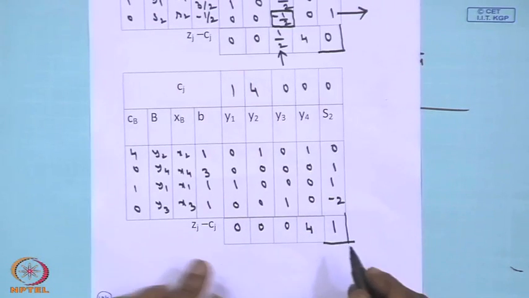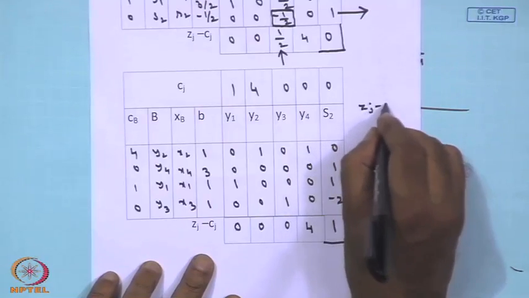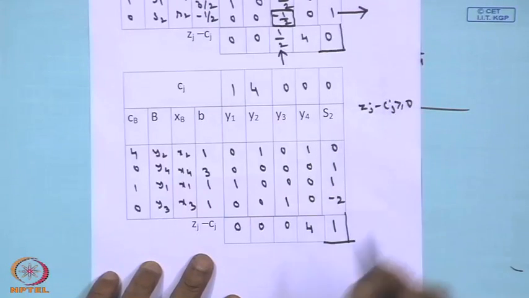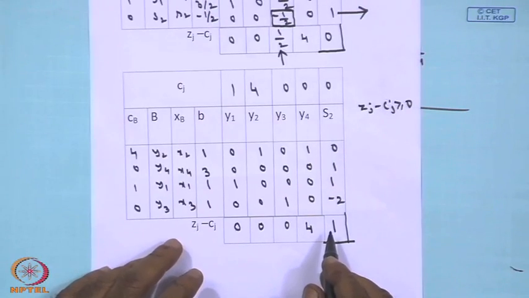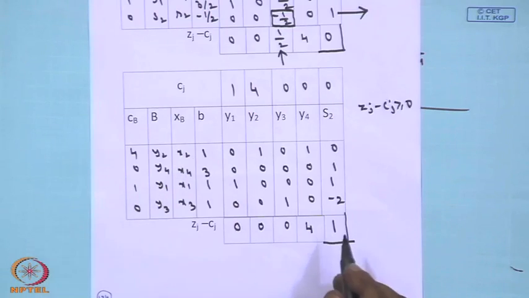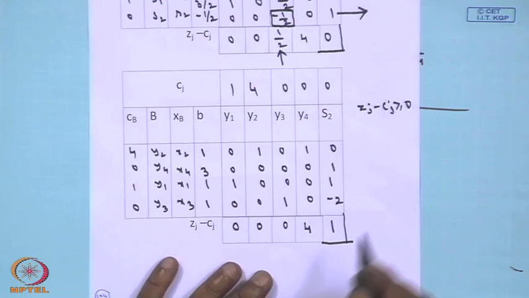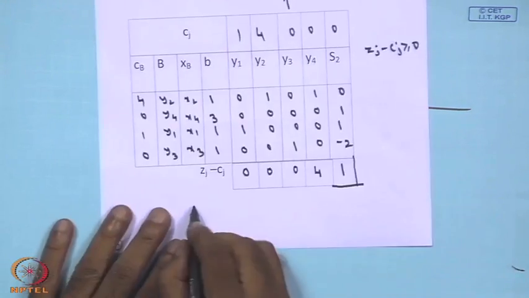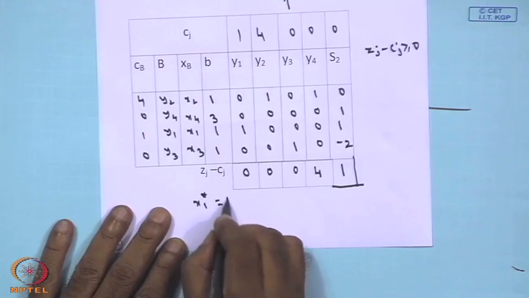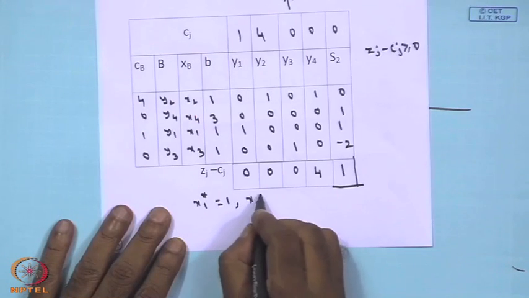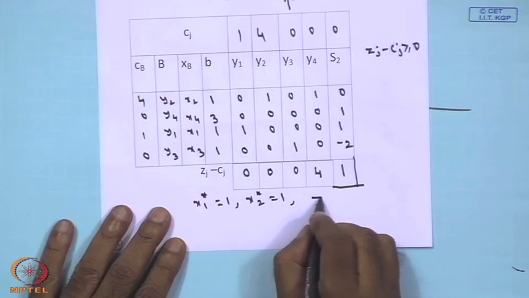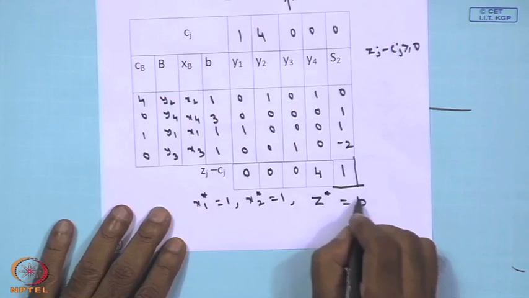So, if you see zj minus cj is greater than or equal to 0 for all j, and the values of the variables x 1 and x 2 are integer values. So, the optimum solution over here is x 1 star equals 1, x 2 star equals 1, and if you calculate, the z star value will be 5. So, this way you are obtaining the integer solution whenever it is required.